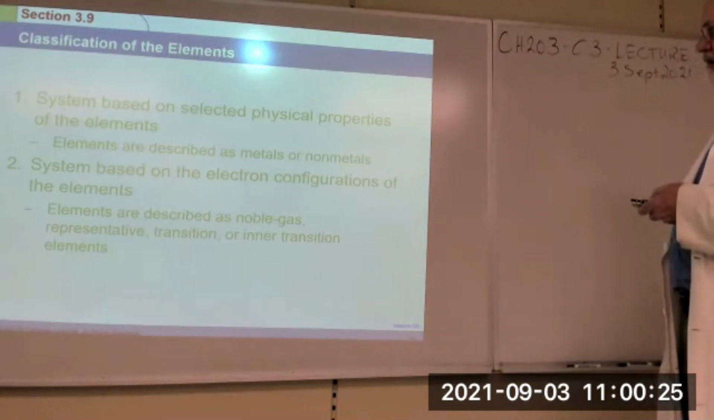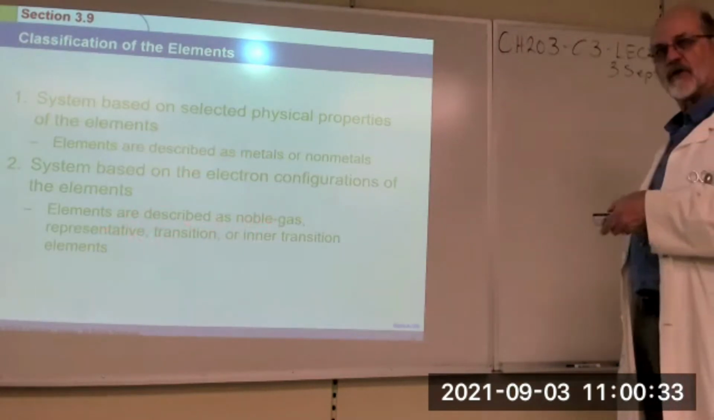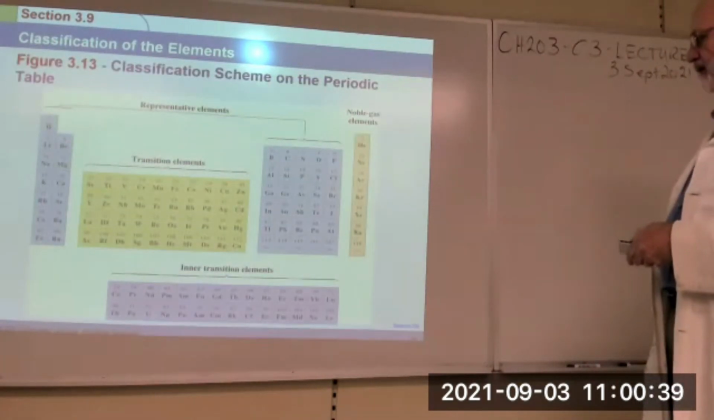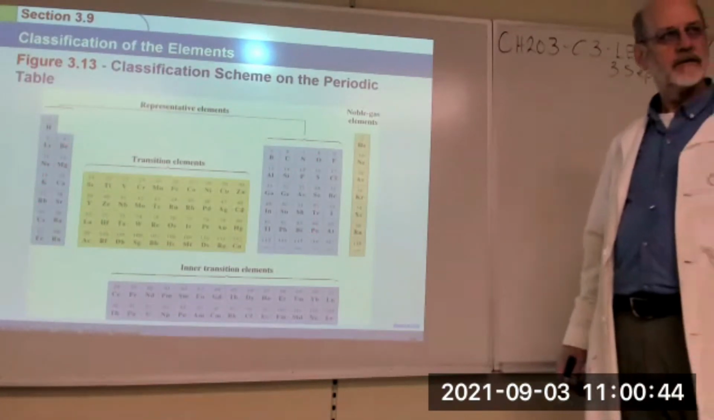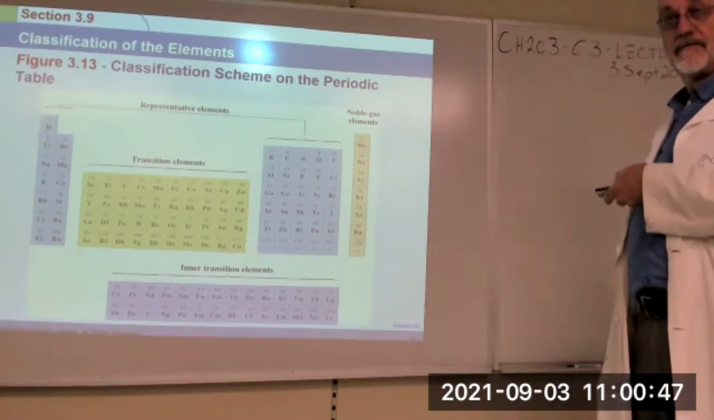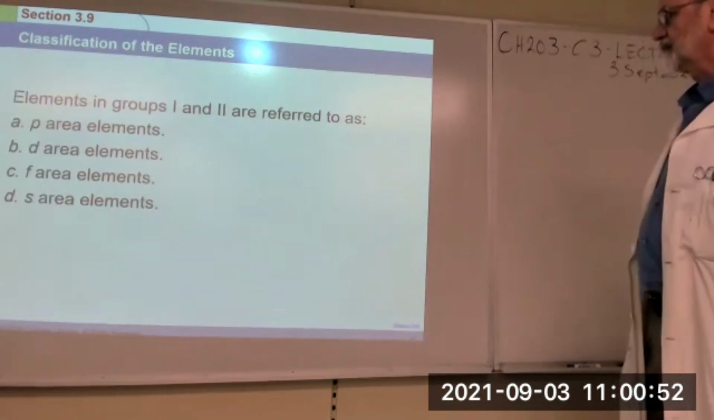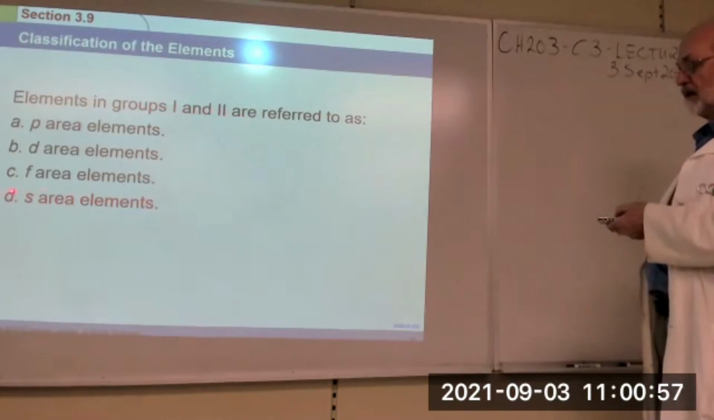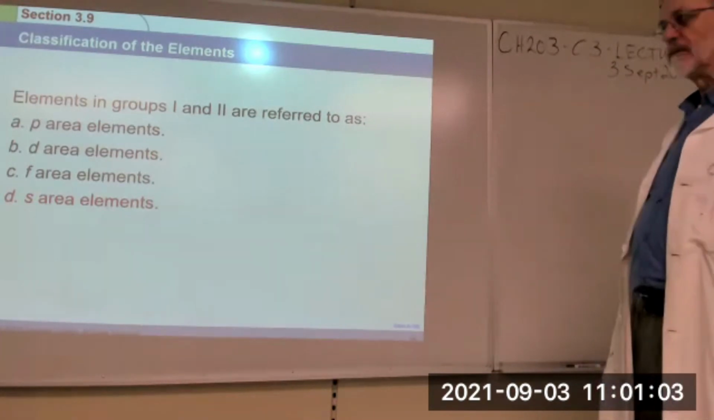We've talked about metals versus non-metals. We've given them names, their groups. I mentioned representative elements here and here. I don't know where they got that name, representative. What do they represent? Represent the Octet Rule, maybe? Elements in group 1 and 2 are always s orbitals. That distinguishes them from others.